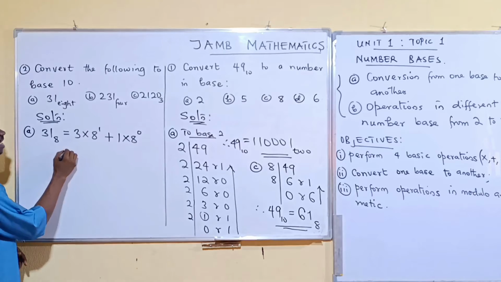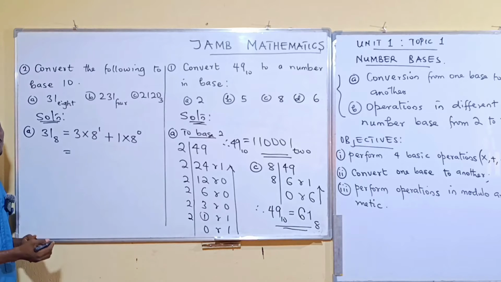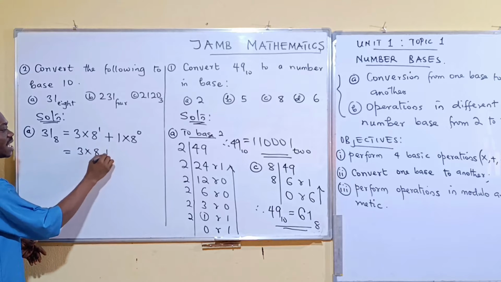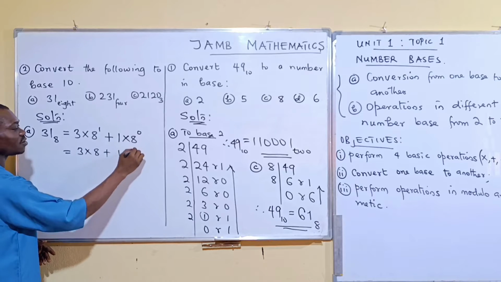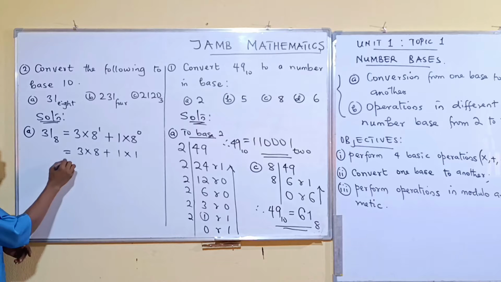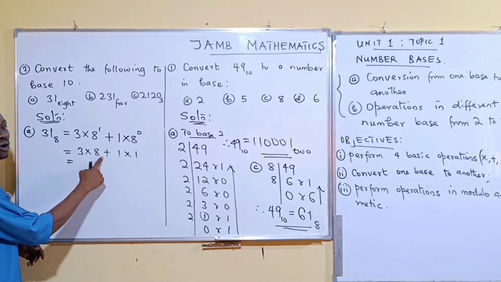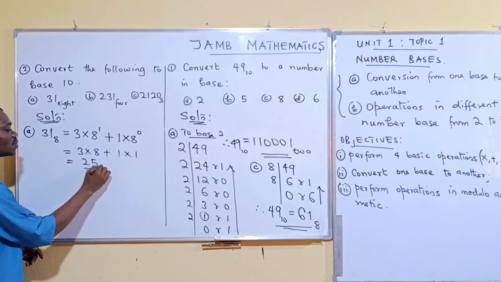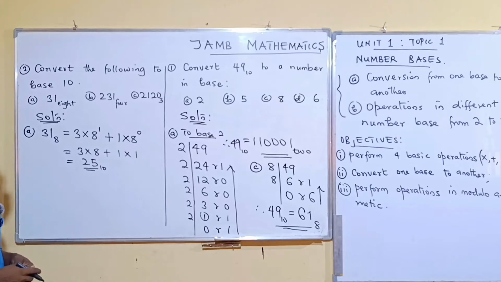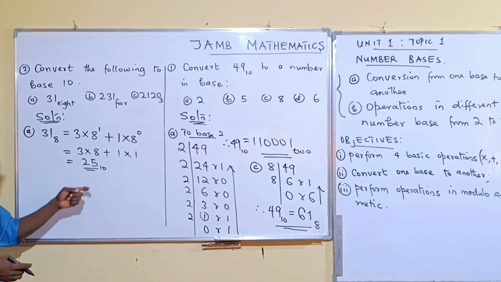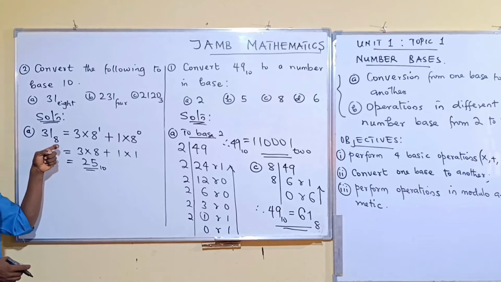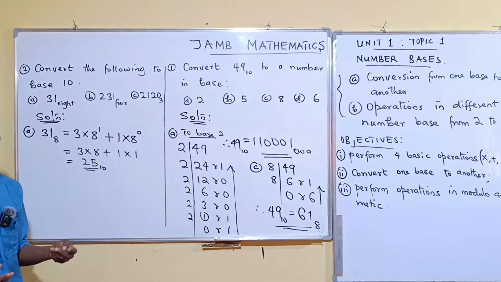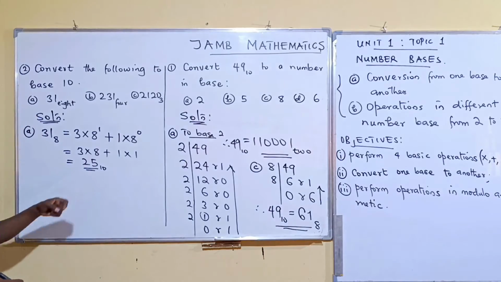All right, and then you simplify what you have. So this will give us 3 times 8 to the power of 1, which is 8. 1 times 8 to the power of 0 is what? 1. And so this is going to give us 24 plus 1, which is equal to 25. You can put base 10 if you want, or you may choose not to. Okay, so that means 31 in base 8 is the same thing as 25 in base what? 10. All right, and that's the solution to this.